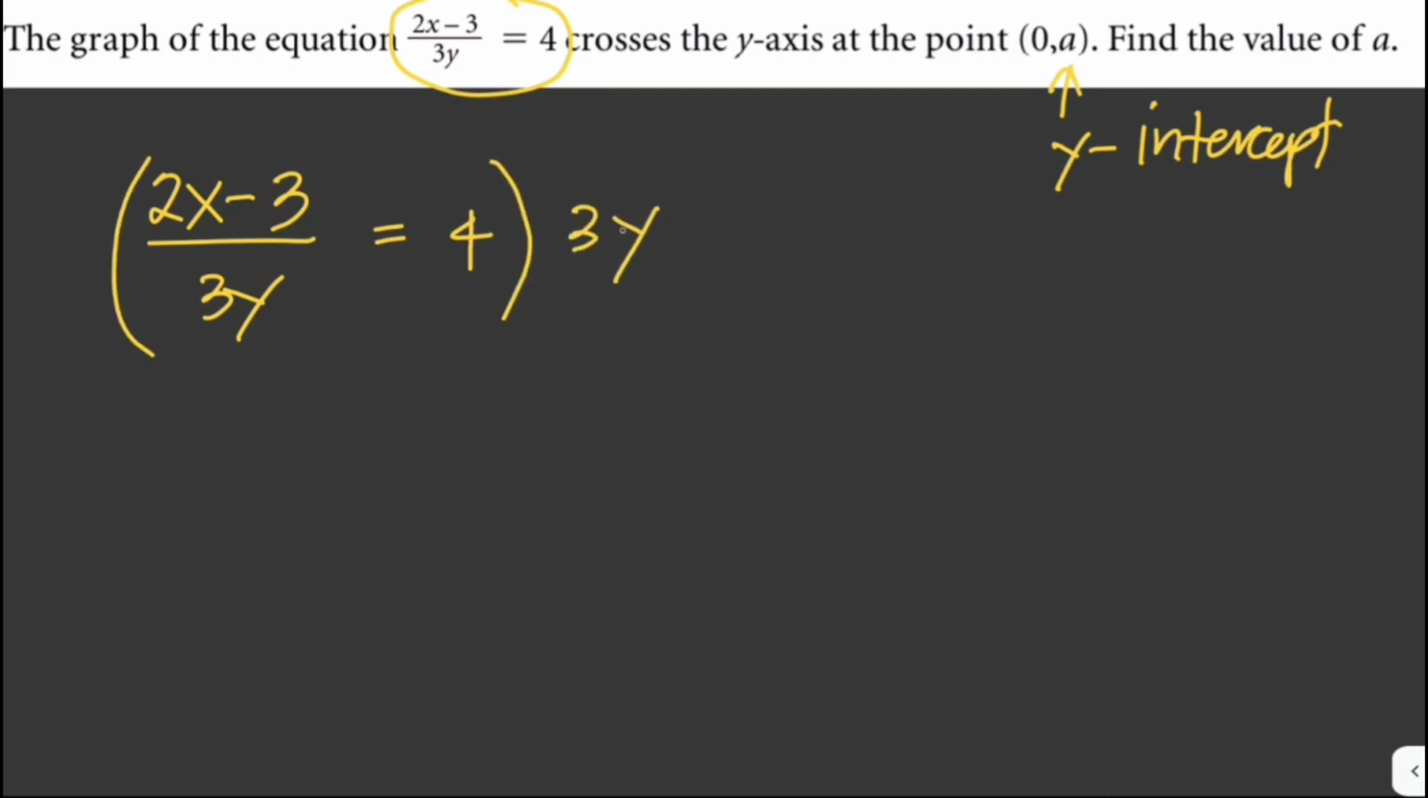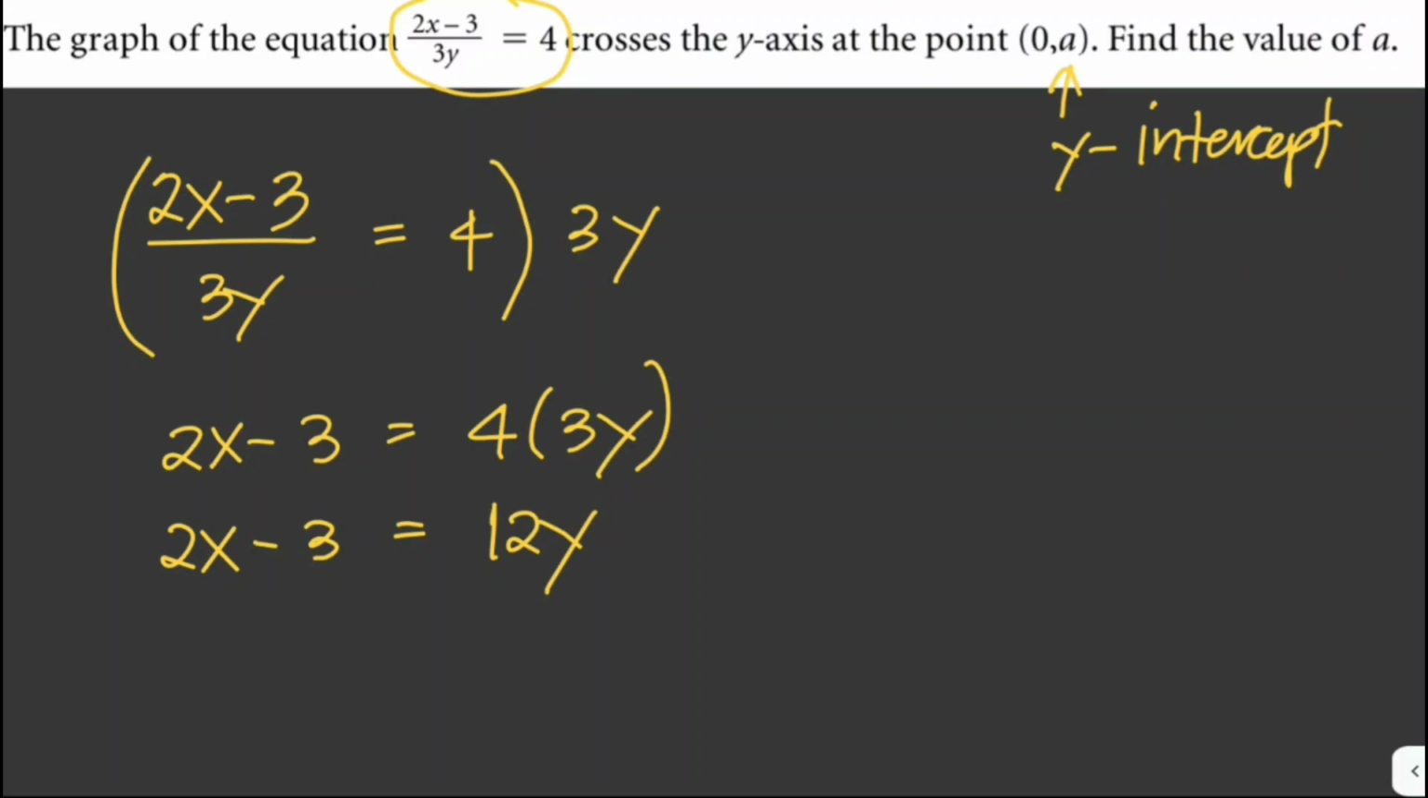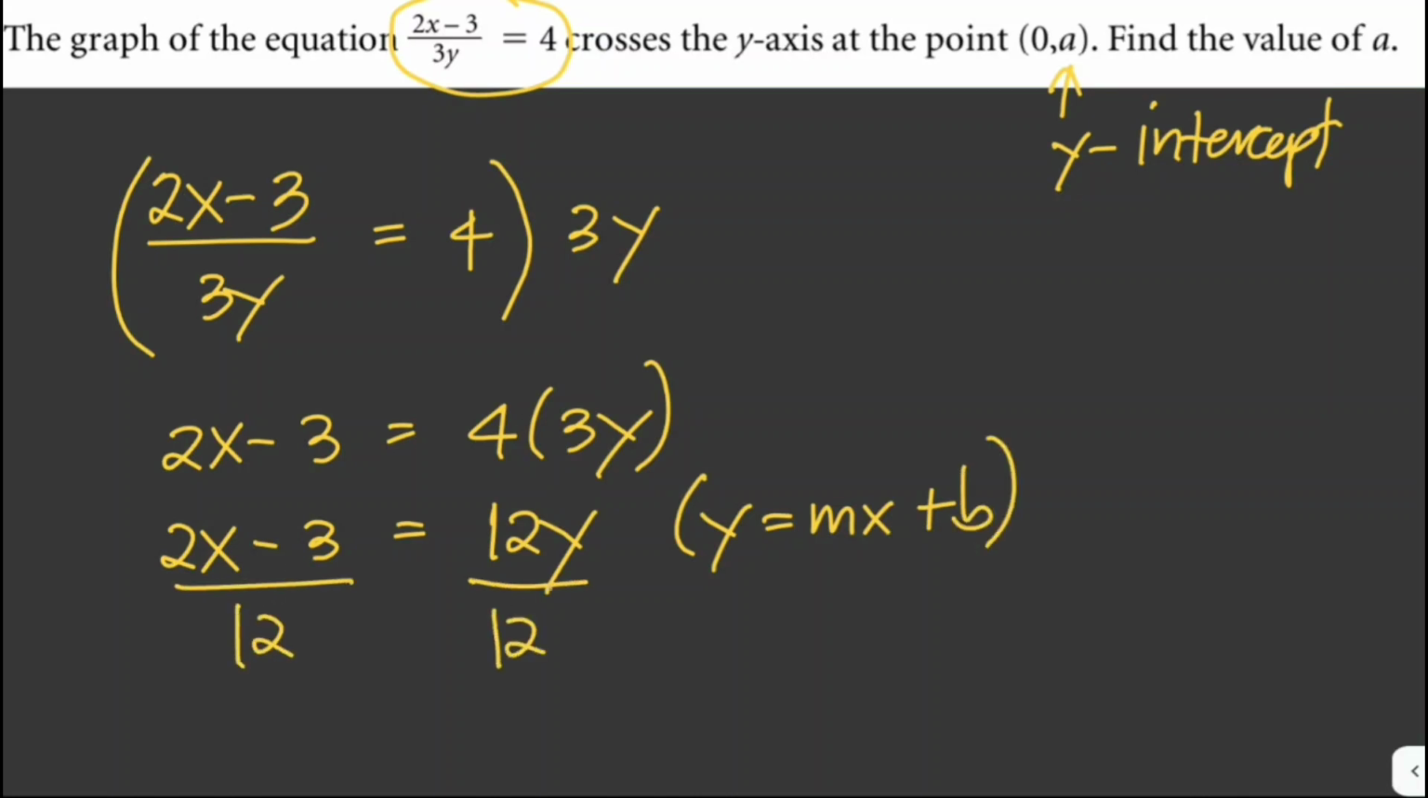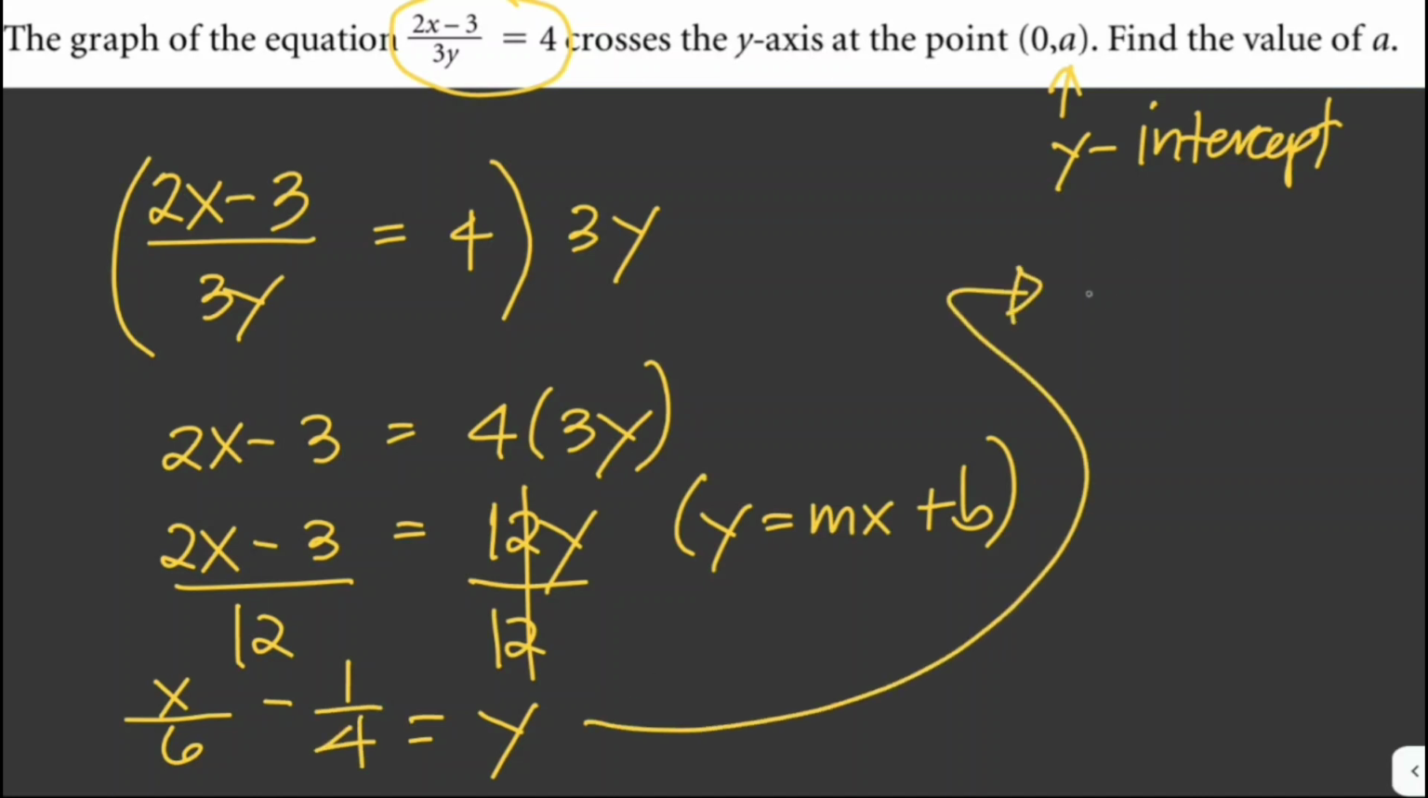Multiplying 3y to both sides, we have 2x minus 3 equals 4 times 3y. So we have 2x minus 3 equals 12y. And writing this in the form y equals mx plus b, dividing both sides by 12, this cancels out. So we get y equals x over 6 minus 1 over 4. So our equation is y equals 1 over 6 x minus 1/4.